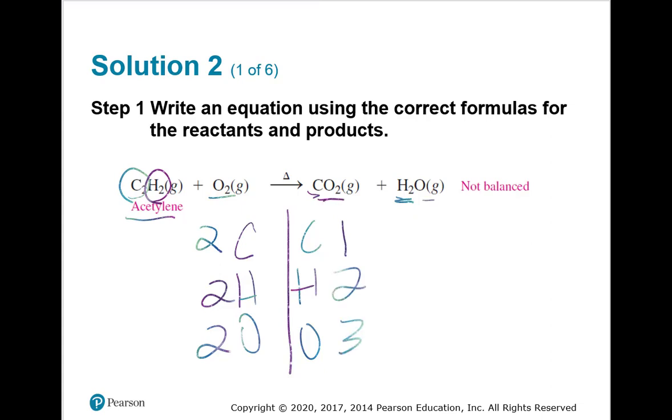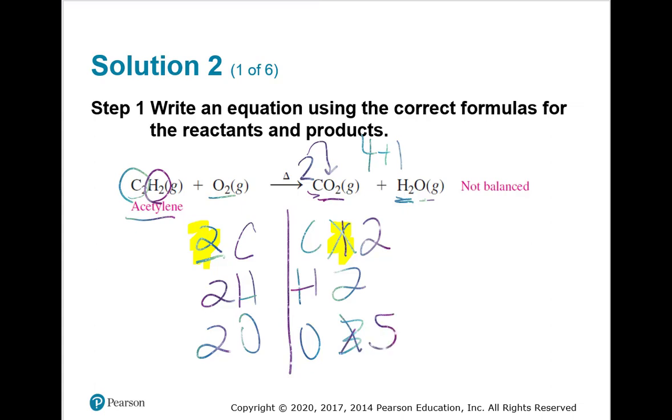Let's go top down. Top, I can see that on the left I have 2 carbons, on the right I have 1. So who needs more? My right side. And in multiples, I need to multiply that 1 by 2 to give me 2. Don't think adding, think multiples. So that gives me 2 carbons. It's going to mess with my oxygens. That gives me 4 O's there plus 1 O, so that's 5 O's.